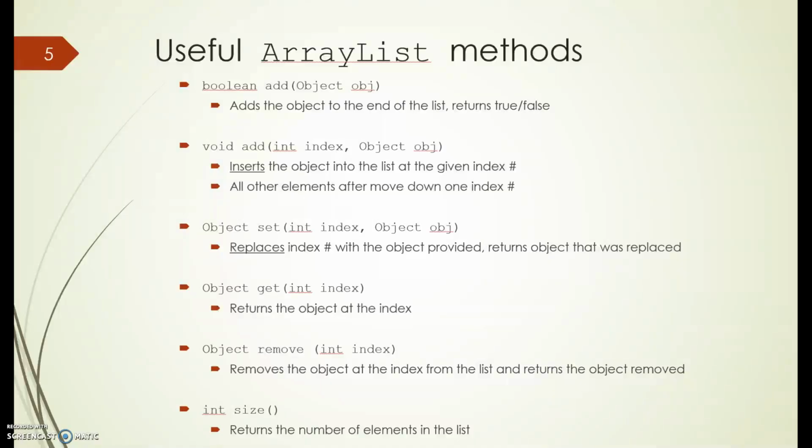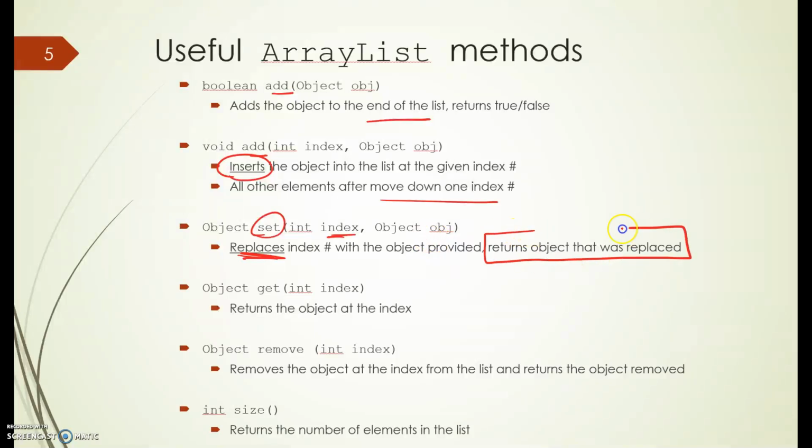There are several methods that are available to us with the ArrayList class, and we're going to go through these real quick. So first of all, we have the add method, and the add method allows us to add an object to the array list. If we do not specify an index, it just gets added to the end. If we do specify an index, it will insert the value inside the array list, and every other element will move down one number. If we use the method set, what set will do is replace a current value at that index with the object that is passed in. And the important thing to recognize here is that the set method returns the object that was replaced.